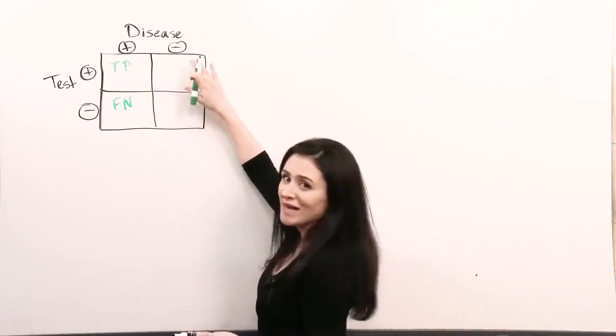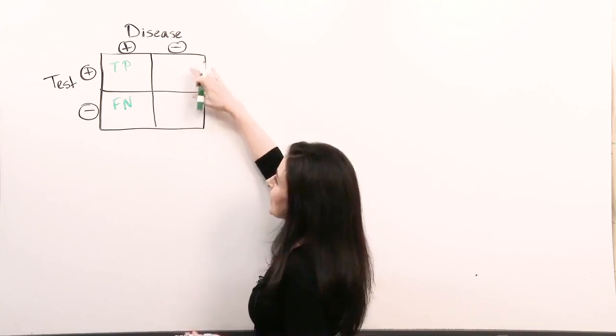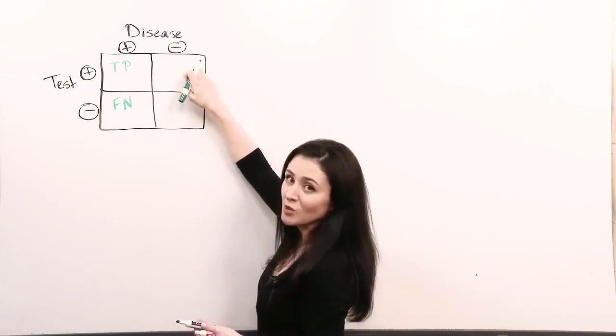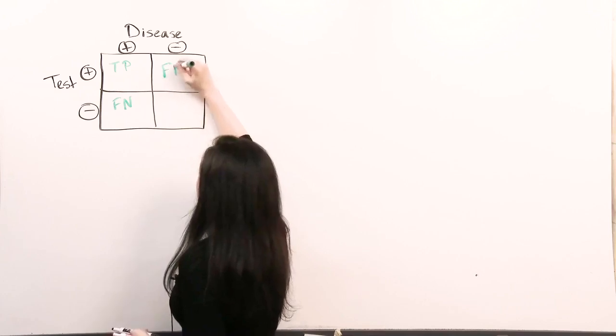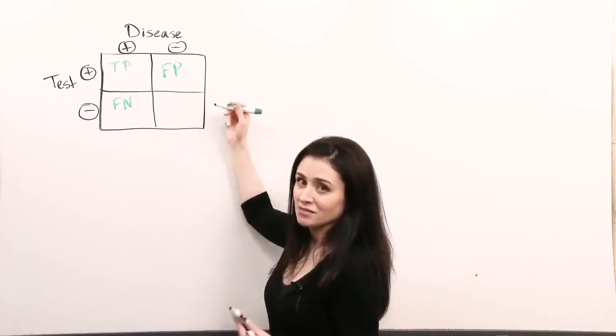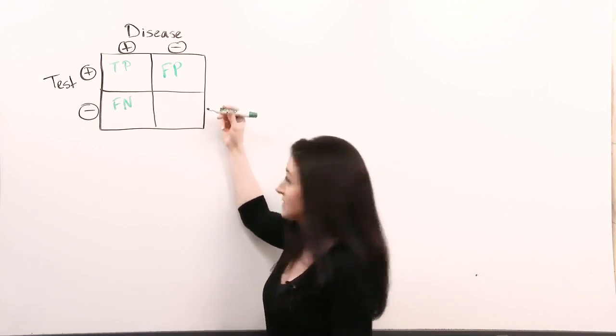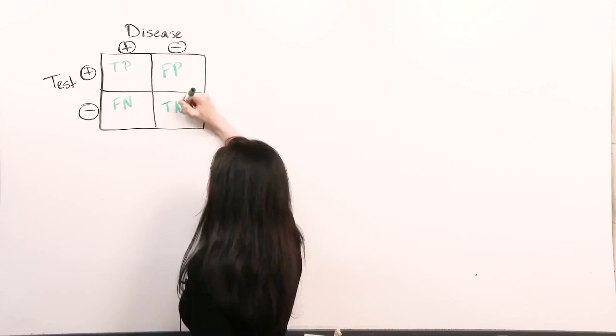Similarly, for people who do not have the disease, that's the disease negative column. If they get a positive test result, even though they don't have the disease, the test is wrong. This is a false positive test result. And if they get a negative test, that test is correct because they don't have the disease. So this is a true negative test result.